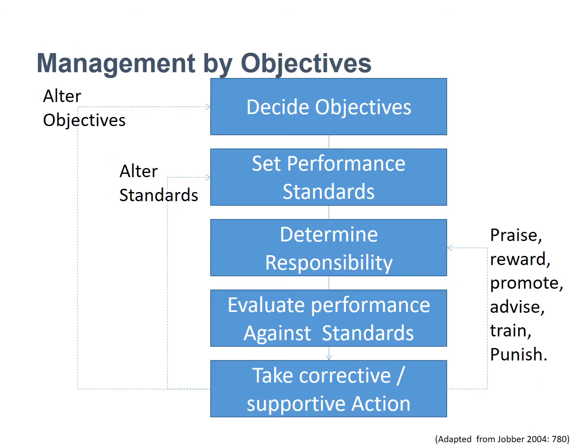So management by objectives. There's another management. You decide the objectives. Set the performance standards. Determine responsibility. Evaluate performance against standards. Take corrective, supportive action. So again, those are the objectives. So management by objectives. Okay. Praise, reward, promote, advise, train, and punish. Okay. And the outside, you've also got auto objectives and auto standards, depending upon what's happening.